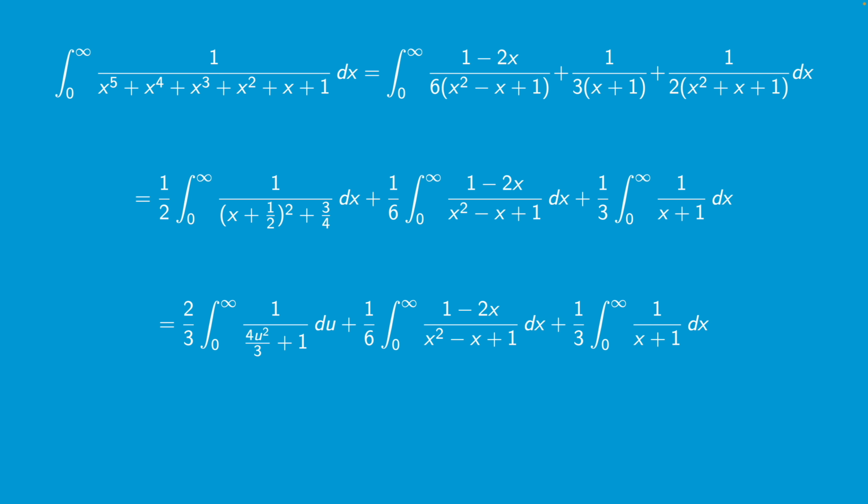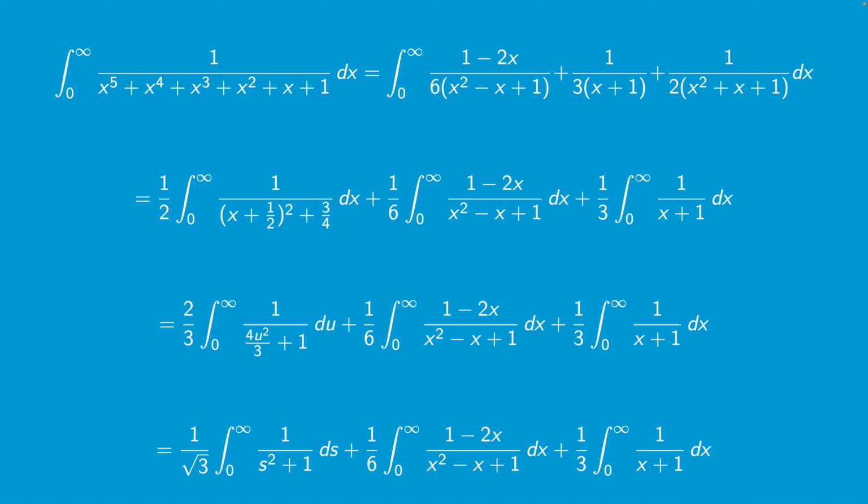So we substitute in s for 2u over root 3. So that ds is 2 du over root 3. And so this leftmost integral is obviously going to evaluate to arctan of s. And notice our other guys, while they might look hard, are actually pretty easy, right?